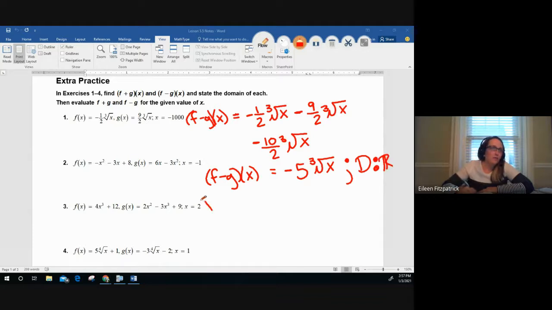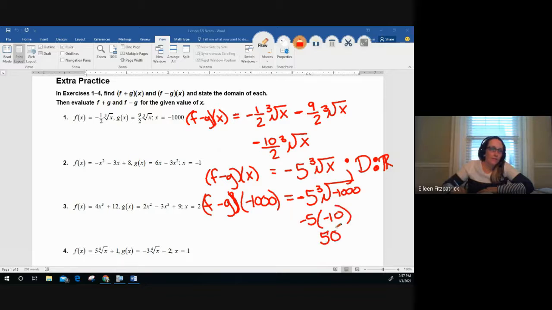And then you have to evaluate f minus g of x when x is negative 1,000. So you have negative 5 cube root of negative 1,000. The cube root of negative 1,000 is negative 10. So negative 5 times negative 10 is a positive 50. All right, so again, this would be the answer, and then the evaluation of 50. All right, let's move on to number 3.